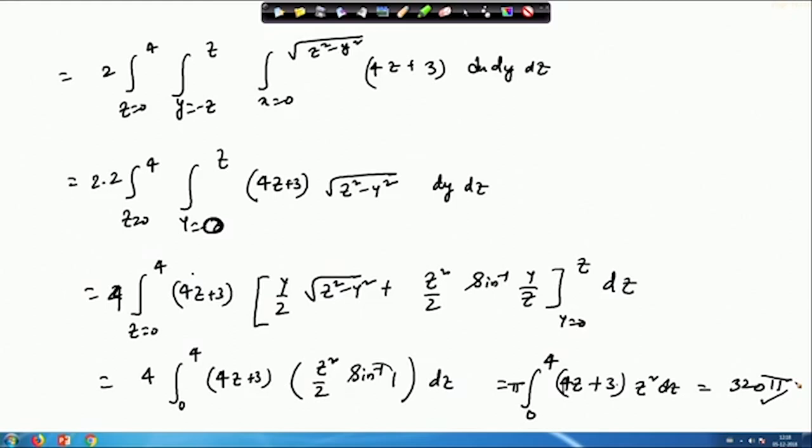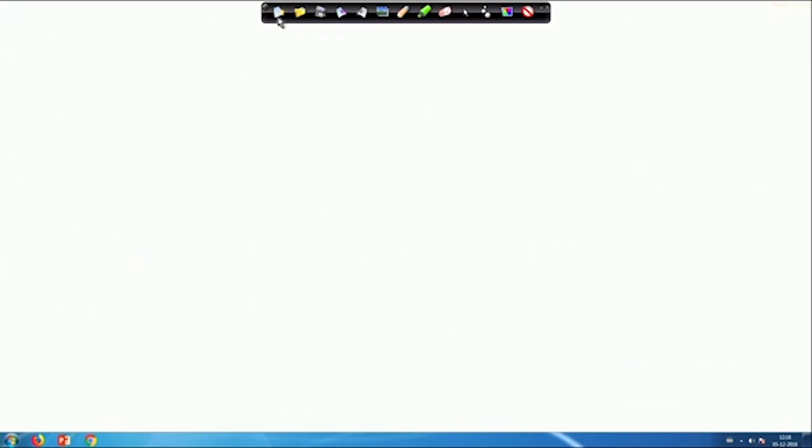You might also be asked to verify. When you are asked to verify, that is when the examples become very lengthy. Hopefully, let's assume you will not be asked to verify, but sometimes you might, and then in that case you have to evaluate both the surface integral and the volume integral. So, let me give you an example where you have to verify, example 4 I believe.